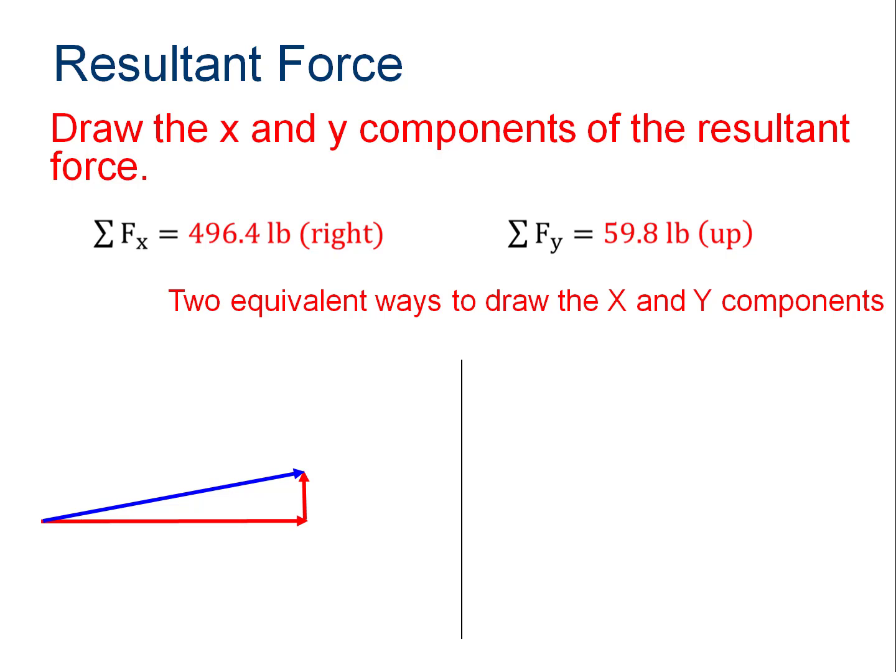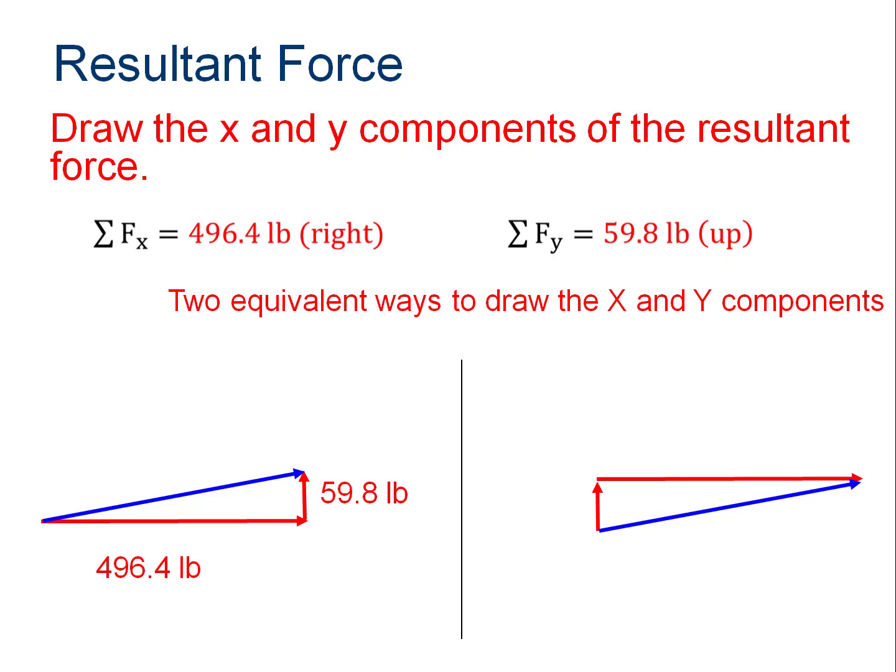Or I could start out at the origin and move up. And then I could move over to the right. And there I have the exact same net vector. So that is my resultant force. So see, when I'm adding these x and y components, I just put the tail of one vector on the head of the other. And that is how we add vectors graphically.